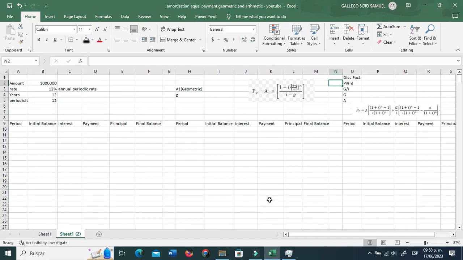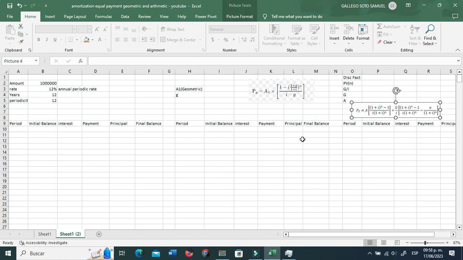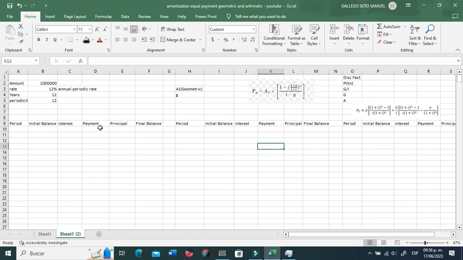This time we're going to be talking about an equal series of payments as opposed to what you have to pay in a geometric series of payments and an arithmetic series of payments, following the equations that you see on your screen. Basically, we're going to try to decide which one's going to be better in certain circumstances over another. For that we need to build the amortization tables, or the payment schedule, for each one of them, and this is what we're going to be doing.